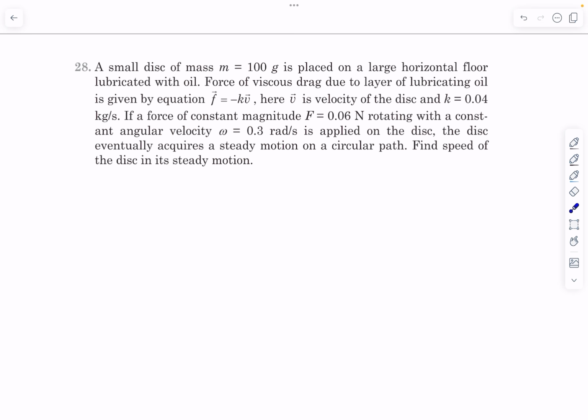So once again, we have to talk about steady motion. So we have two pieces of information given to us. One is that the disk moves in a circle, and second is that its speed will be constant. So in that case, we have to find the speed of the disk.